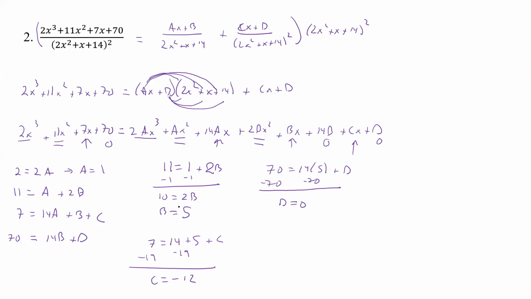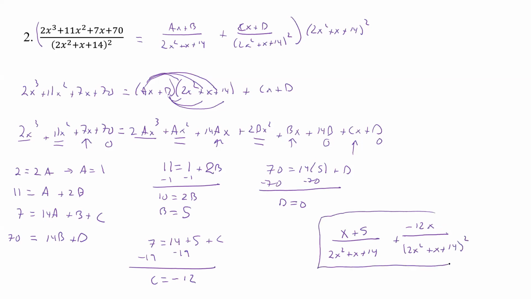All right, so we've got a, b, c, and d. So we plug that back into our original equation. So a is 1, so we just get x. b was 5, so plus 5 over 2x² + x + 14, plus c was minus 12x, plus d was 0, so we don't have to worry about anything there, over (2x² + x + 14) squared. And so those are the two fractions we added together to get this fraction, or when we decompose this fraction, we get these two fractions here.